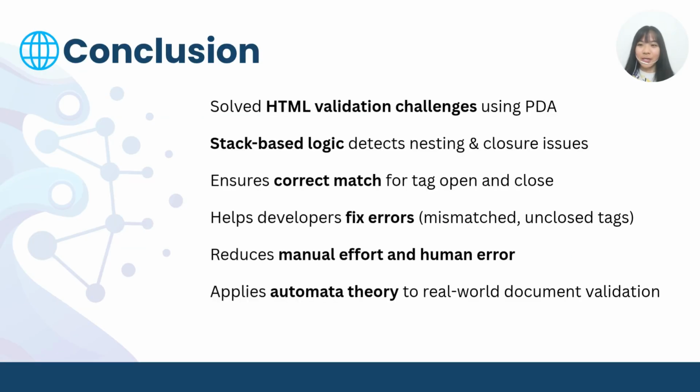In conclusion, our project successfully solved the challenge of validating HTML tag nesting and closure using PDA logic. The stack-based design handles unbounded memory, making it ideal for tracking tag structure in a last-in, first-out manner. Our PDA validator ensures that the tags open and close properly, which is crucial for consistent web page rendering. It also detects and localizes structural errors, helping developers to identify mismatched or unclosed tags quickly. By automating the validation process, we reduce manual effort and human error. This project demonstrates how automata theory can effectively solve real-world problems, especially in document and language processing.